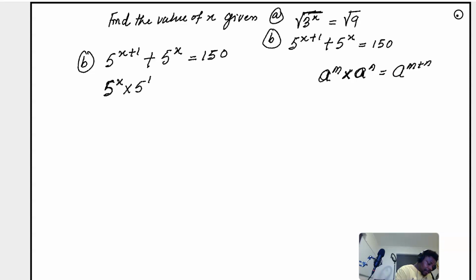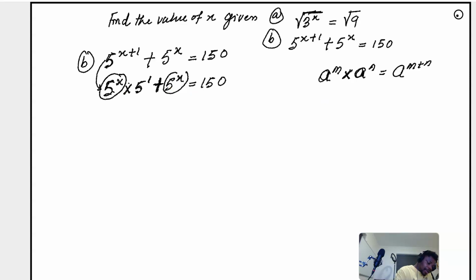So here, 5 raised to x times 5 raised to 1 means you write 5, because it's the same base and you're multiplying, and you have the power x plus 1, which is this. So it's the same thing as this one here, plus 5 raised to x is equal to 150. Okay. Now, in this case, we can make this easy for ourselves. See, there is 5 raised to x here, and there is 5 raised to x here. But there is a plus between these two, which is not indices directly.